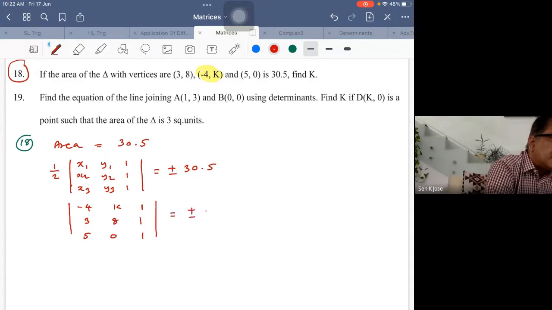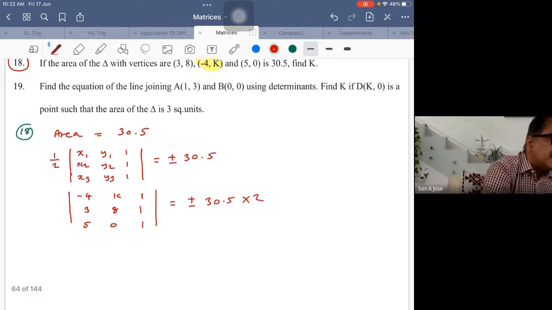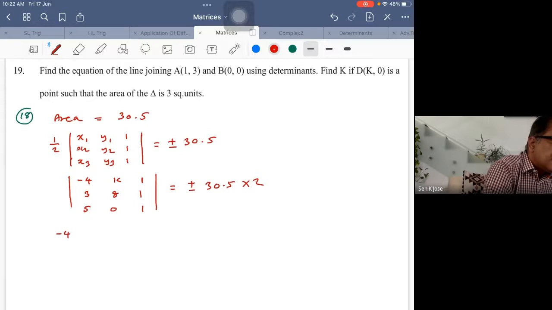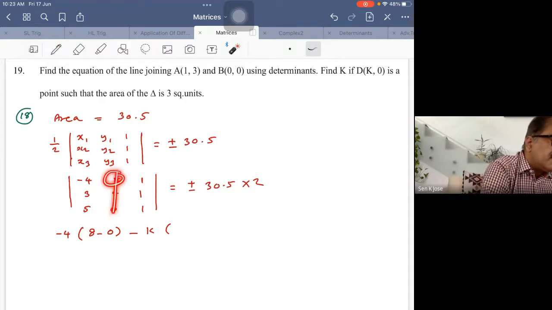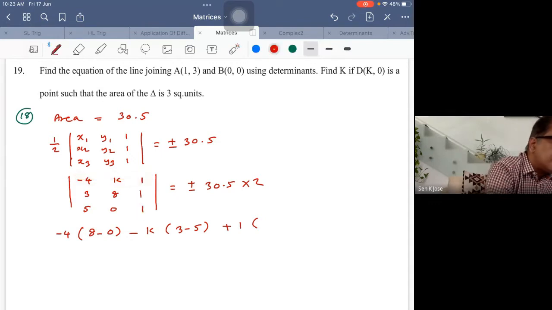Is equal to plus or minus 30.5 into 2. I cross multiplied 2. So negative 4 into its minor, 8 minus 0. I'm skipping the minor. I'm doing it directly. Minus k into its minor. I can visualize the minor. Minor of k will be these 4 numbers. When I cross multiply, I will get 3 minus 5. Plus 1 into its minor. That's the element. Delete the row and the column. Cross multiply 0 minus 40.